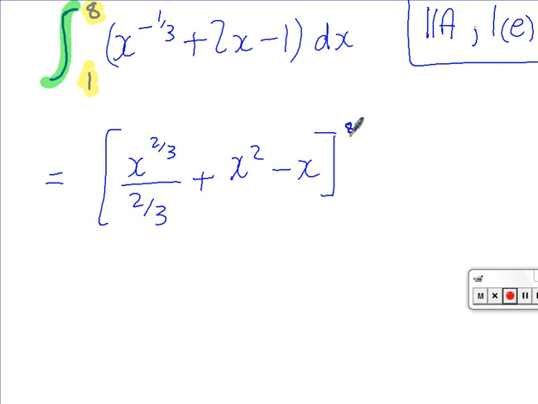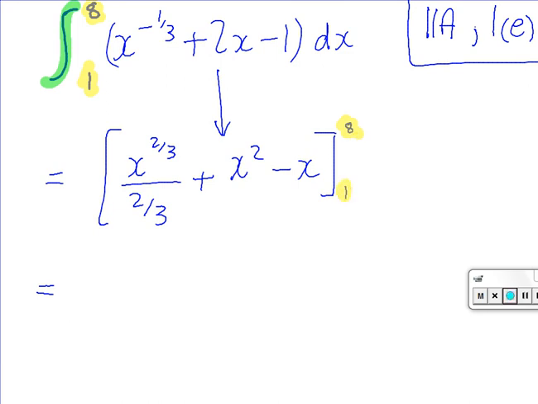So we put it in square brackets, so we've just integrated there, and we've put it in square brackets and we've put an 8 and a 1. So we've done the integration part. What we've now got to do is actually substitute in some values. So first of all, we substitute in the 8, the upper limit, into this expression in the middle, and then we take away the same expression but with 1 substituted in, the other limit.